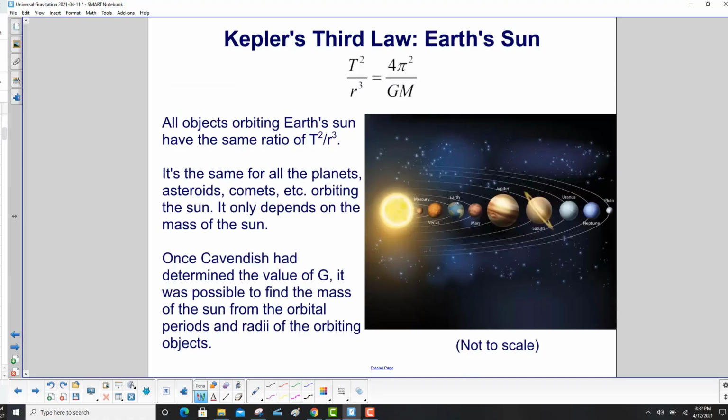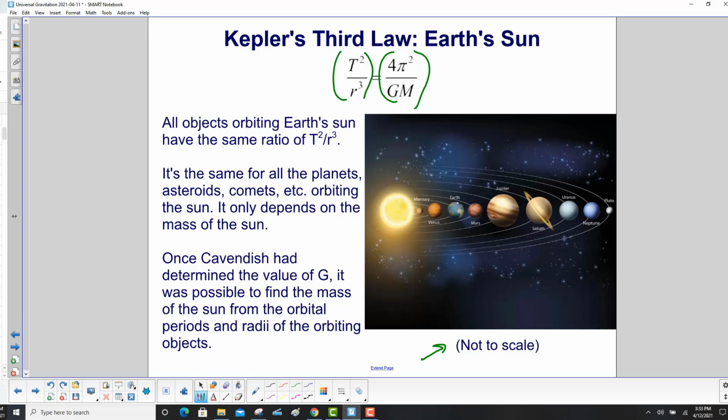All objects orbiting the Sun have the same ratio of T squared over R cubed, and that's 4 pi squared over G times the mass of the Sun. And by the way, this picture is in no way close to scale. It's the same for all the planets, asteroids, comets, etc. orbiting the Sun. It only depends on the mass of the Sun.